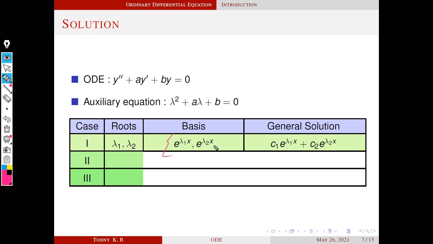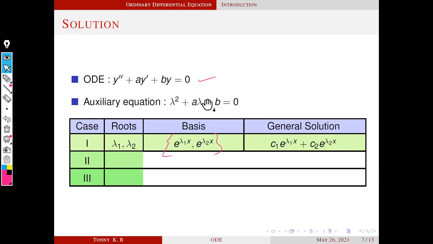In this case, this set forms a basis: e raised to lambda 1 x and e raised to lambda 2 x is a basis for this differential equation. That means both are solutions of this differential equation and they are not proportional. That's why this forms a basis. I'm not going to prove these concepts. By taking the linear combination of this basis we get the general solution. So the general solution where lambda 1 and lambda 2 are real and distinct is c1 e raised to lambda 1 x plus c2 e raised to lambda 2 x.